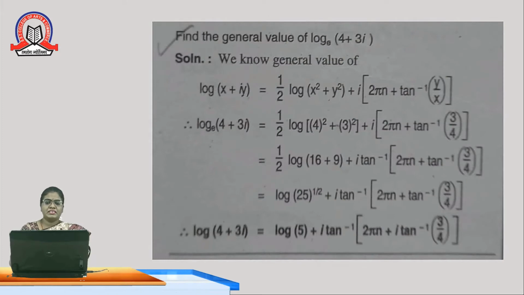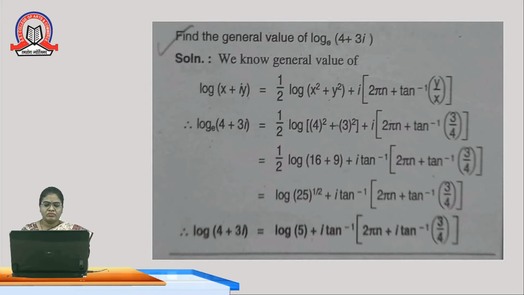Next problem, find the general value of log base e of 4 plus 3i. Directly substituting the value in the formula log of x plus iy equals 1 by 2 log of x square plus y square plus i times 2 pi n plus tan inverse of y by x, we will get the answer. Substituting x equal to 4, y equal to 3, we are getting 1 by 2 log of 4 square plus 3 square plus i times 2 pi n plus tan inverse of 3 by 4, which results in 1 by 2 log of 16 plus 9 plus i times 2 pi n plus tan inverse of 3 by 4.